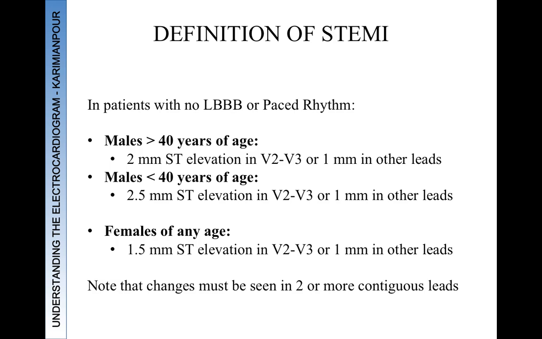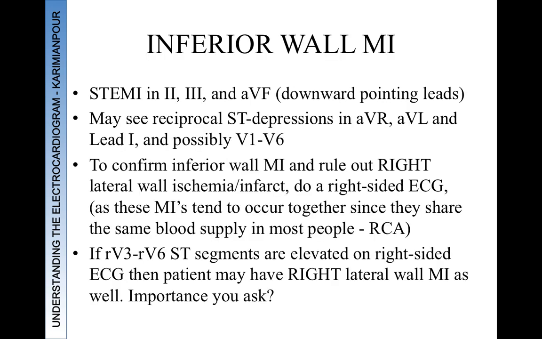It's important, however, to note that these changes must be seen in 2 or more contiguous leads. So if you have an ST elevation in V2 and another one in V6, it's not contiguous, so it doesn't make sense. So it has to be V2, 3, 4, or limb lead 2, 3, AVF. So it has to be in 2 or more contiguous leads to raise your suspicion for myocardial infarction.